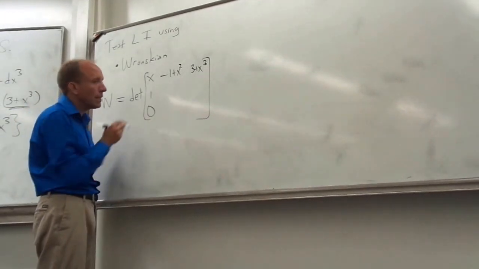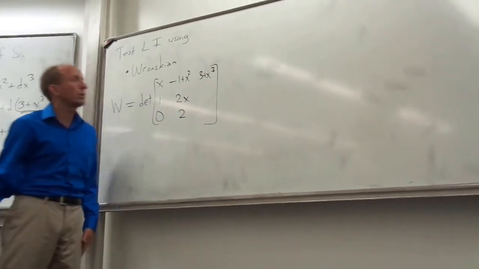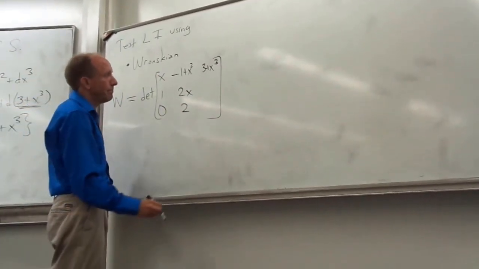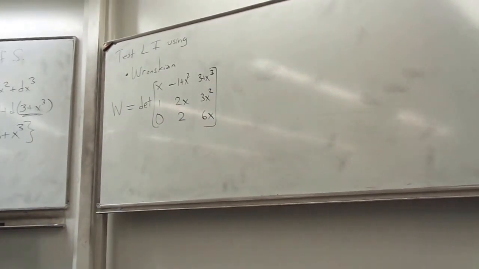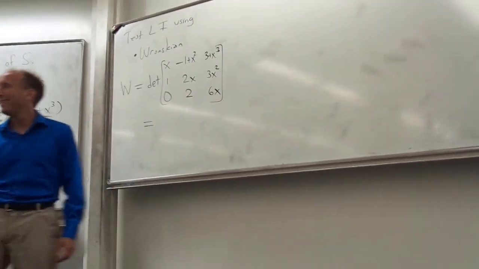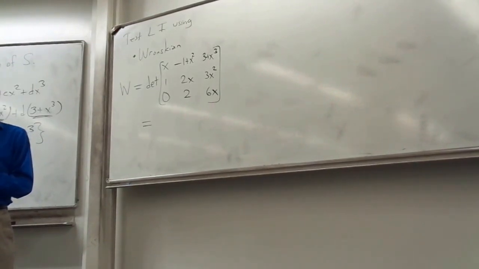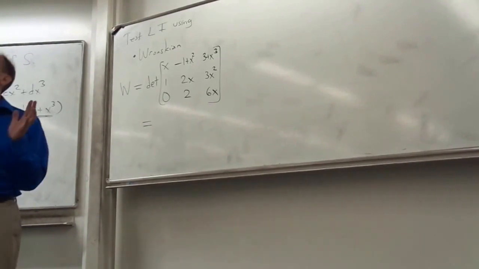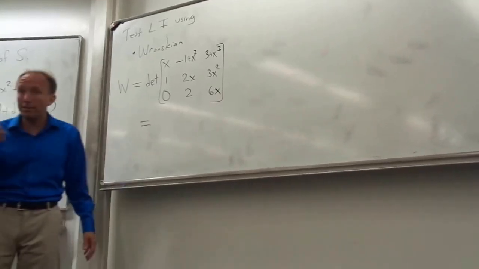Okay. What's the second column going to be? 2x and 2. Good. And then the third column? 3x squared and 6x. Exactly. Awesome. How do you want to evaluate that determinant? You know what? Just for fun, frankly, I would probably do it using the arrow method for a 3 by 3. That's just the easiest thing for me. But let's just, for practice, do the cofactor expansion.